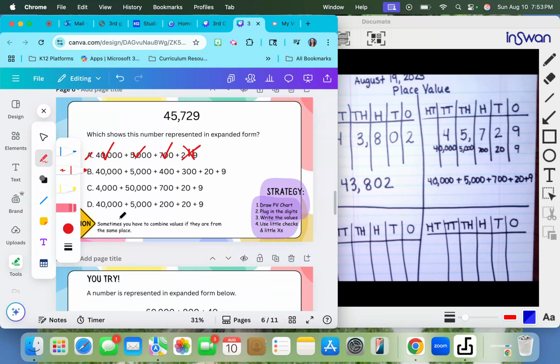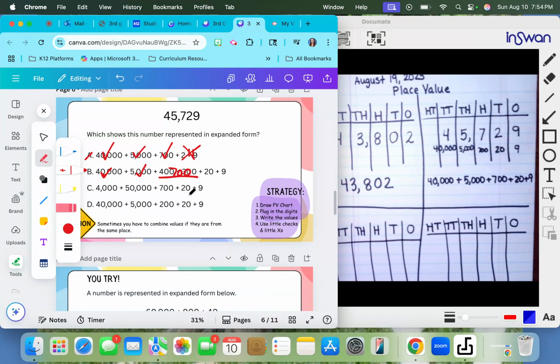Let's try B. 40,000. Yep. 5,000. Yep. Do you notice something interesting here? A 400 and a 300. Are those from the same place like our caution sign warned us? 400 and 300? Yep, it's from the same place, so we need to put it together. Do you know what 400 and 300 is? Think about 4 plus 3. 700. So this is actually, when we put it together, a 700.